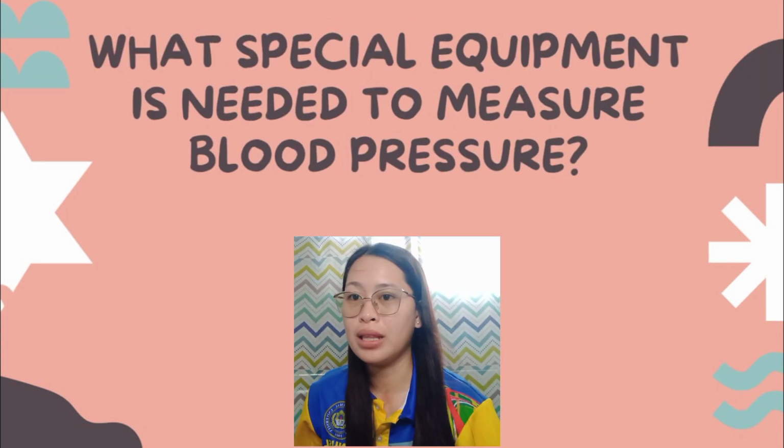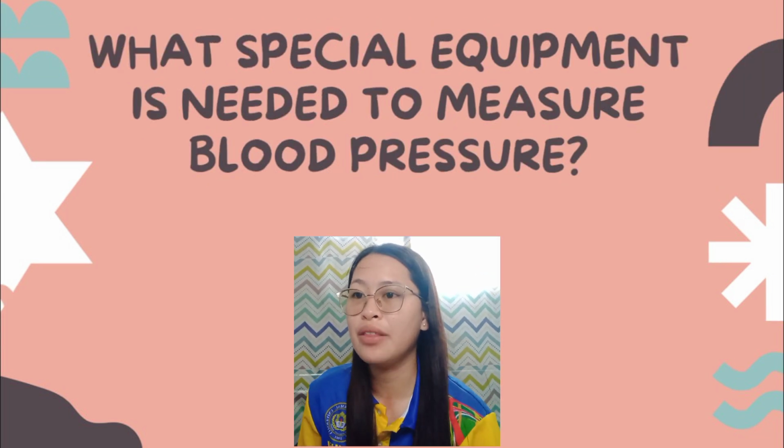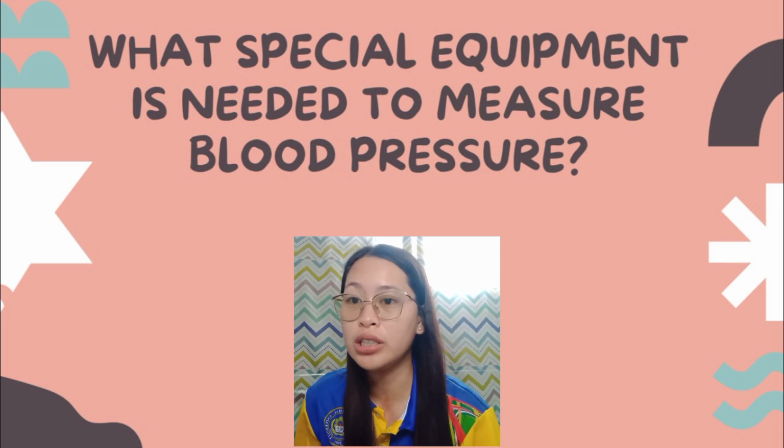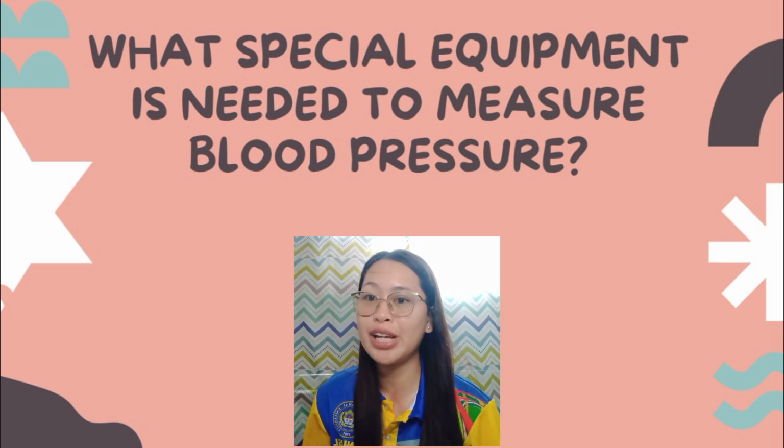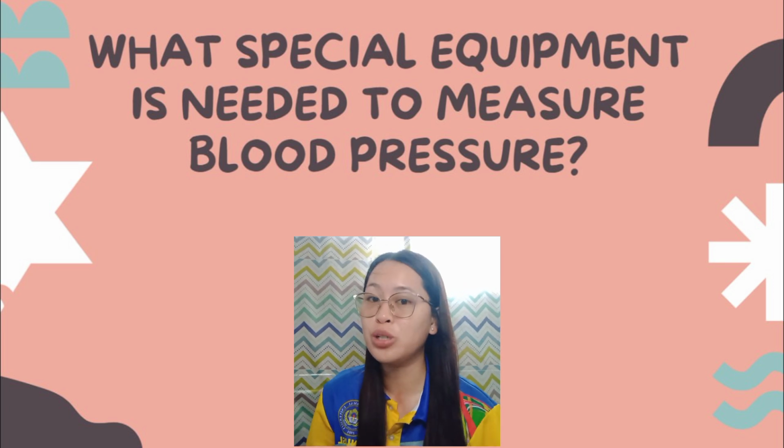What special equipment is needed to measure blood pressure? Either an aneroid monitor, which has a dial gauge and is read by looking at a pointer, or a digital monitor, in which the blood pressure reading flashes on a small screen, can be used to measure blood pressure.